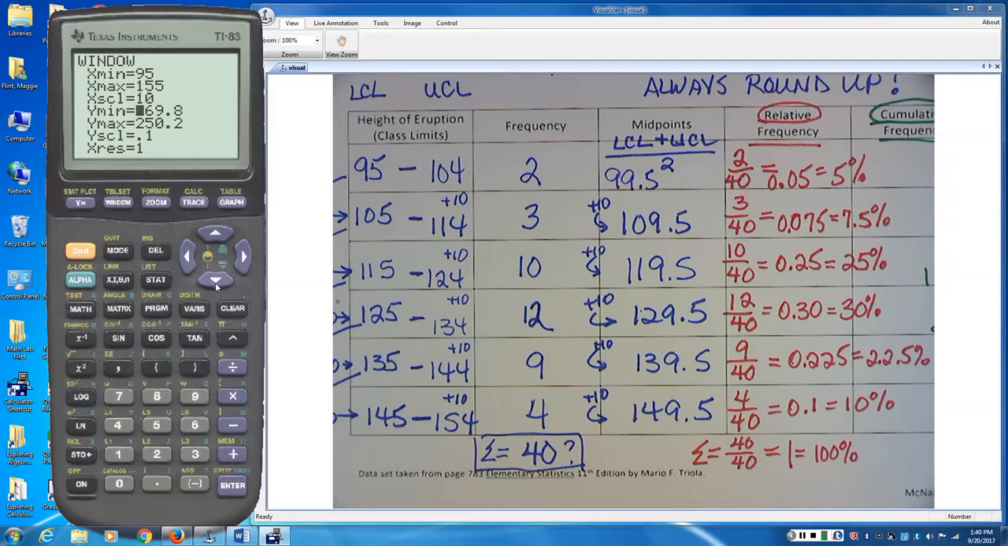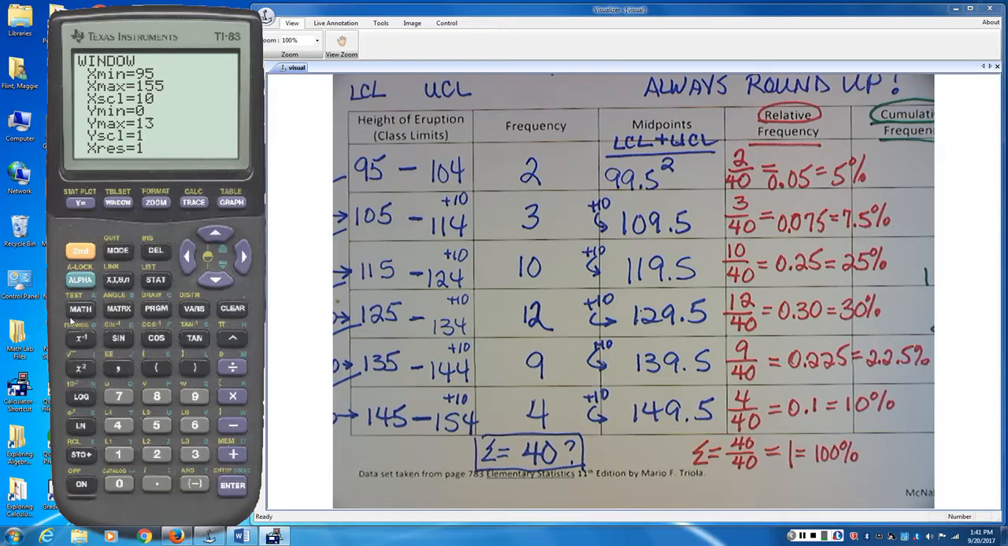Your Y minimum value is going to be the bottom of all the counts, which would be 0 normally, because you're not going to have negative values. And then your highest frequency is 12, so we want to go one more than the tallest. We're going to go to 13. And we want it to count by ones. Just like we counted by ones, we want it to count by ones. And at this point, you can hit your graph.